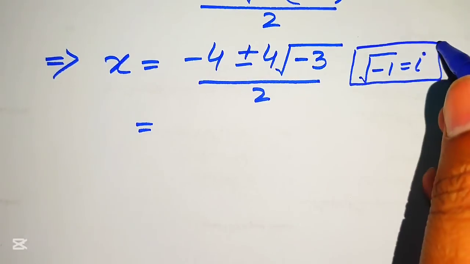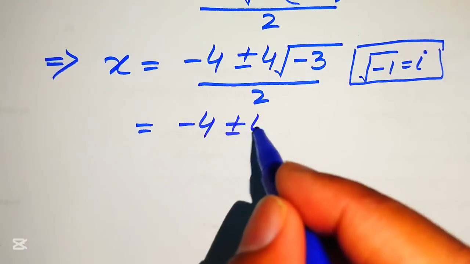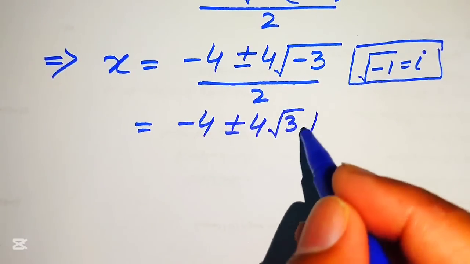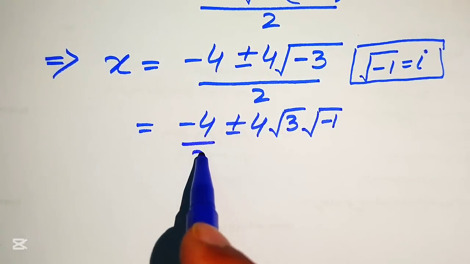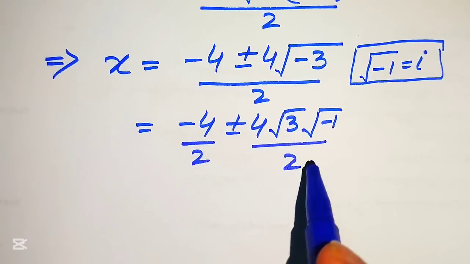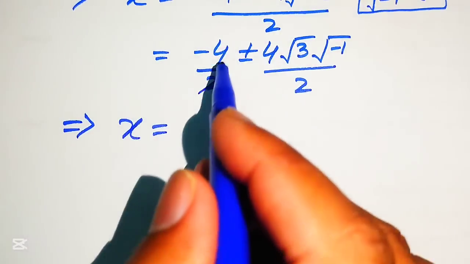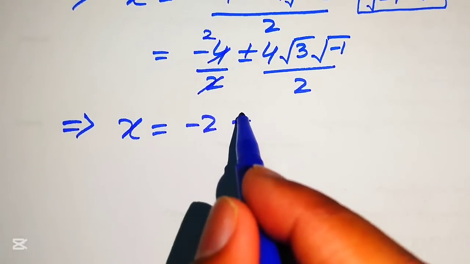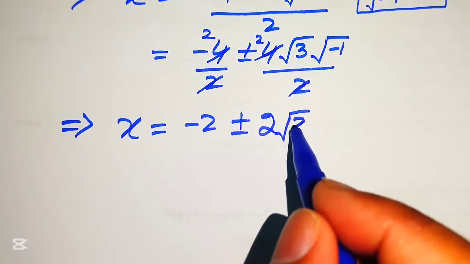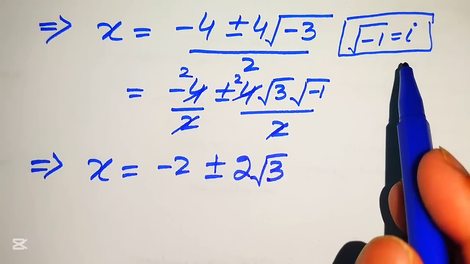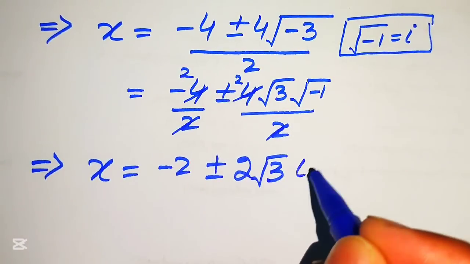So we can apply the square root on 3 and the square root on negative 1, so it will be written as minus 4 plus minus 4 times the square root of 3 into the square root of minus 1, and in parallel we break this fraction, so we can write these two separately on both of these values. In the next step, 2 times 2 is 4, so we get x equals minus 2 plus minus 2 times the square root of 3, and according to this the square root of minus 1 equals iota, so this value is equal to iota.